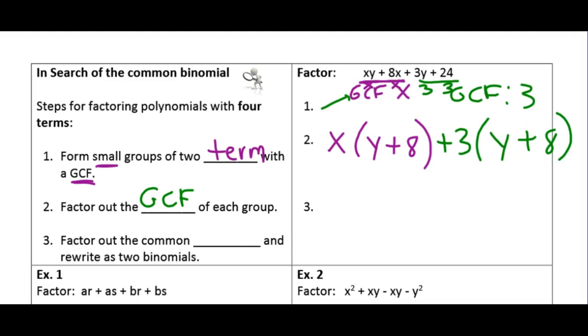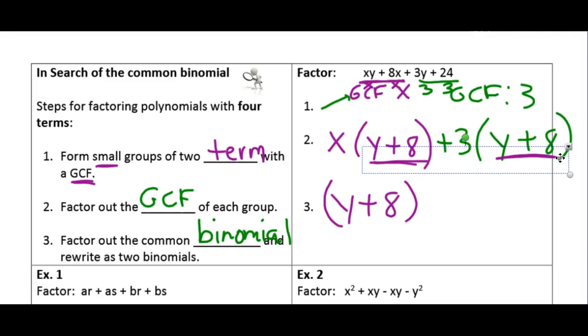So now I'm adding just a step. If you look at step 2, that's how the problems looked on the front of the notes. Now we're doing that part to get there. Now I'm just going to do what we did on the front. I'm going to factor out that common binomial and then write my answer as 2 factors. So for this first group, I have y plus 8, and for that second group, I have y plus 8. So that's my common binomial.